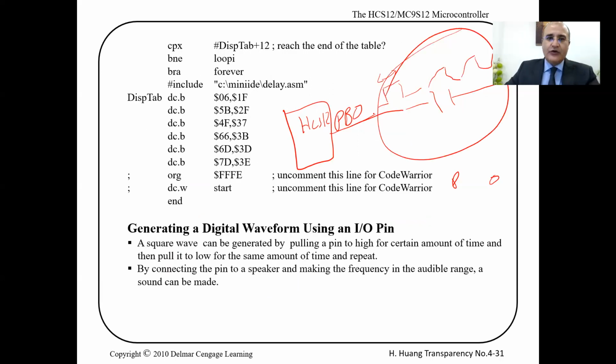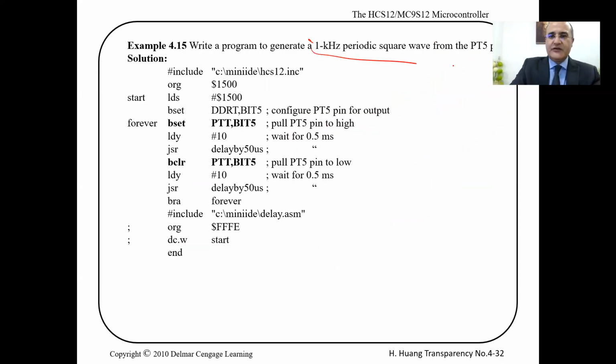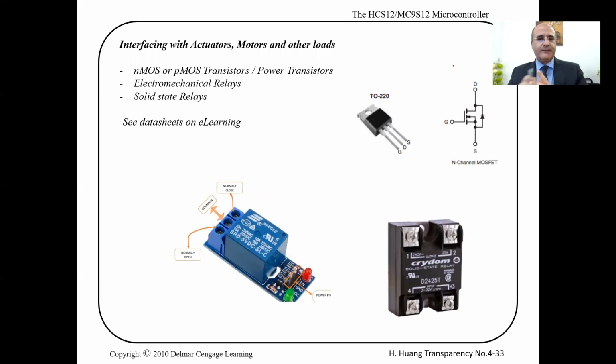This is a code for writing a 1 kilohertz waveform in assembly. In this case, for a 1 kilohertz, you need to change the 1 millisecond delay to become 0.5 millisecond, or 500 microseconds.